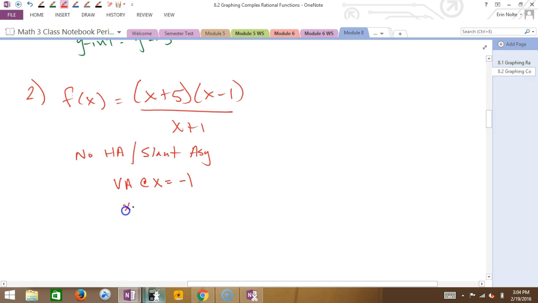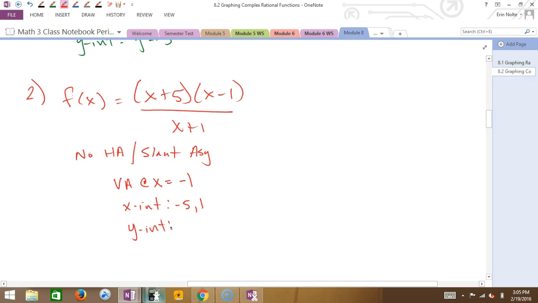Okay, let's talk about x-intercepts. How do I find my x-intercepts? The top. Okay, so if I set the 2 quantities equal to 0, I have 2 x-intercepts this time. What are my 2 x-intercepts? -5 and +1. Good. Everybody okay with that?